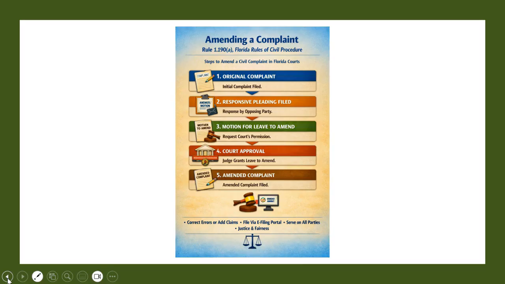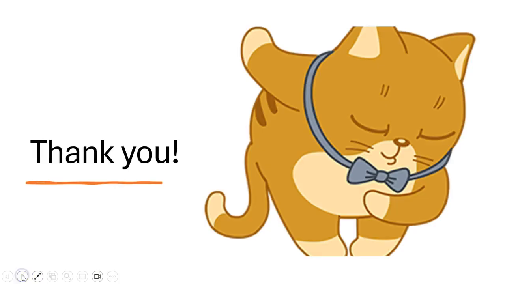We do this sometimes to correct errors or add a claim. You'll file using the e-filing portal when you have your amended complaint ready, and you serve it on all parties, and it's all just a matter of justice and fairness. Amendment of the complaint.